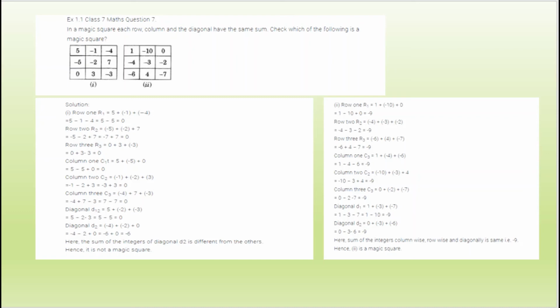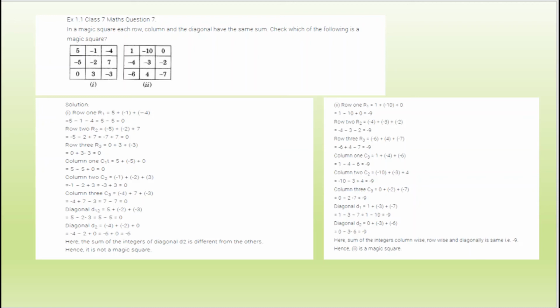In the first part, row 1 has 5 plus -1 plus -4. In this way, we need to add all three rows, and every time we have to check that the answer is the same for all the rows and all the columns. Similarly, for the two diagonals: one diagonal is 5, -2 and -3, and the other diagonal is 0, -2 and -4. If in all the ways the answer comes out to be the same, then it will be considered a magic square.